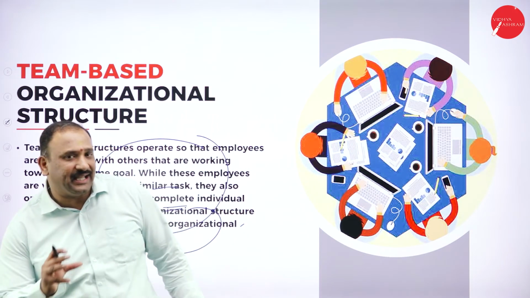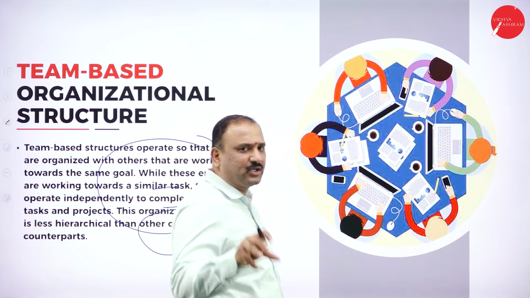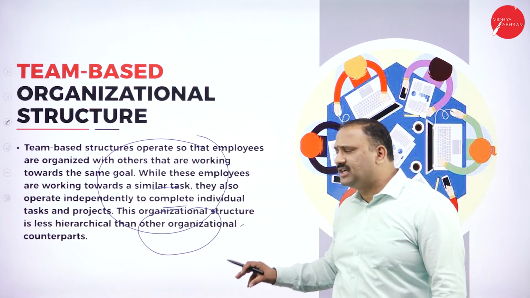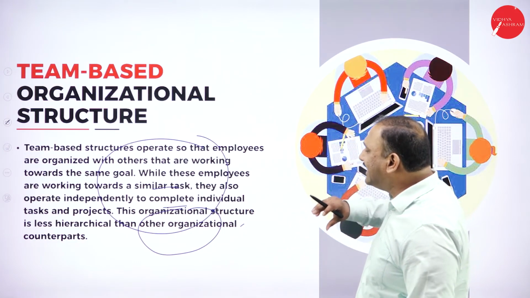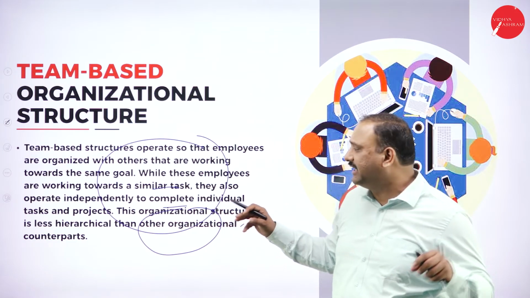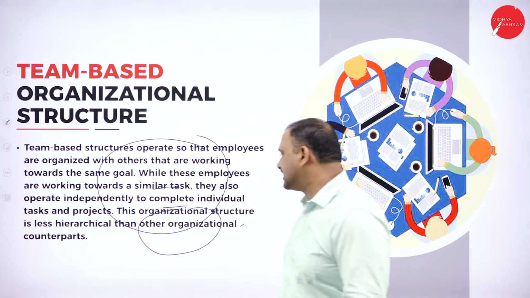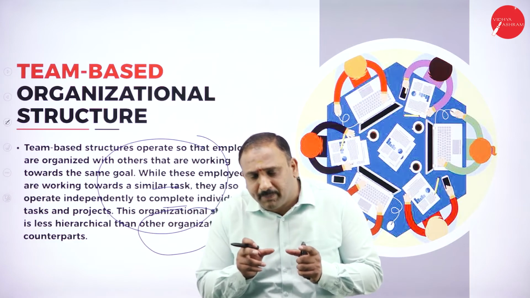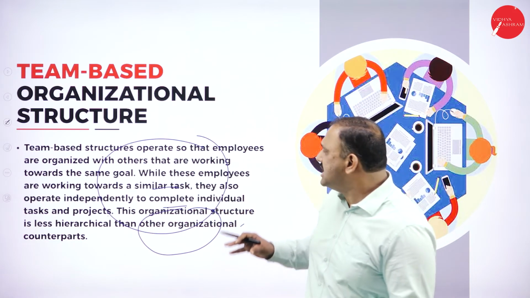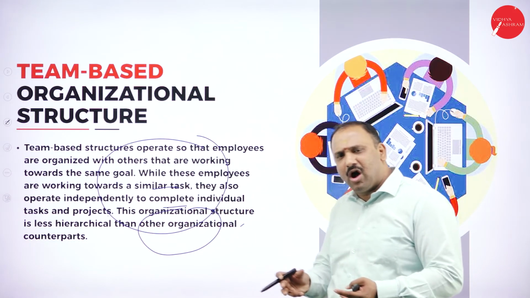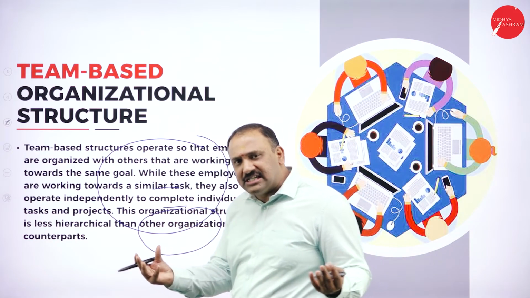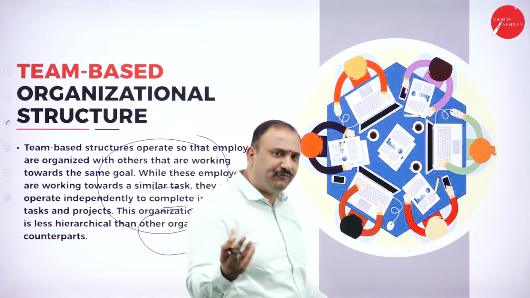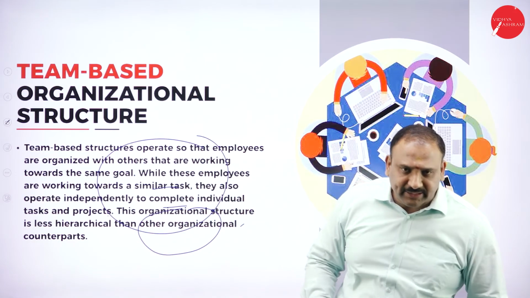Now, what happens in a team-based organization? People work together with a common goal, as a common process altogether. They operate independently to complete the tasks and projects that have been given. This is less hierarchical, which means to say that there will not be many reporting managers or bosses. Why? Because they are working towards a common goal. So the ideologies are common. They don't believe in too many formalities. They just work like informal groups and they complete the task.